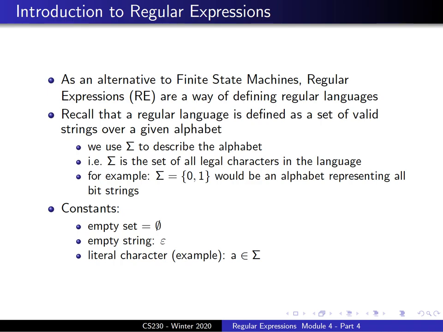So for example, we could say something like sigma is equal to the set of 0 and 1 to represent all bit strings. And then we've had other constants that have appeared in our description of these languages. For example, the empty set here, epsilon to represent the empty string. And then just using the characters that appear in our set as valid characters in the strings in our language.